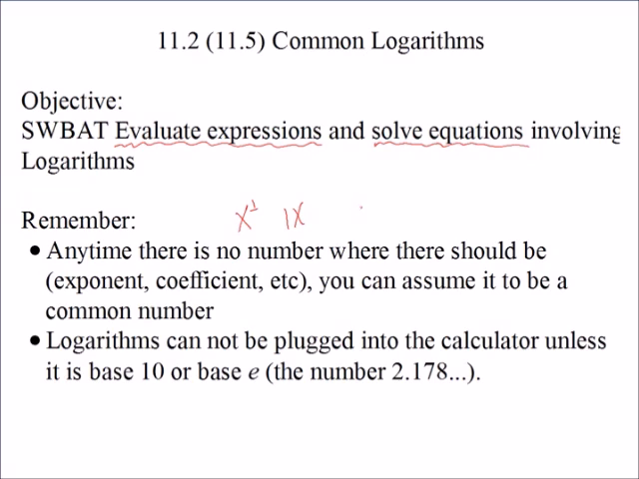A log has this as a topic as well. We'll get into that. And you have to remember, logarithms cannot be plugged into the calculator unless it's base 10. So in case it looks like this, or if it looks like this. E is a special number. We'll get into that a little later. But unless it looks like this, or this, we cannot do it in the calculator. All right, next.